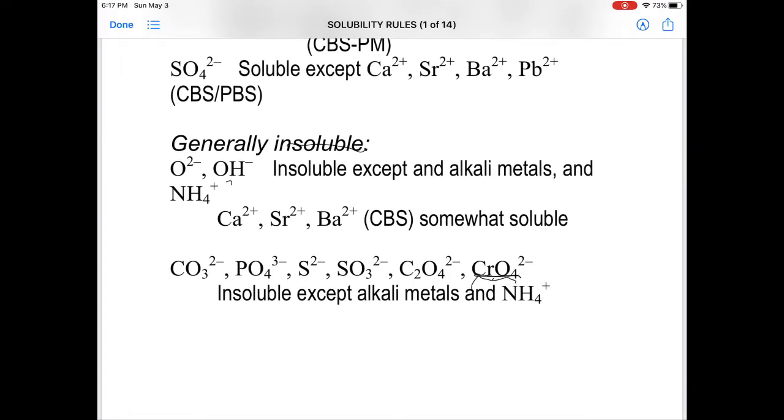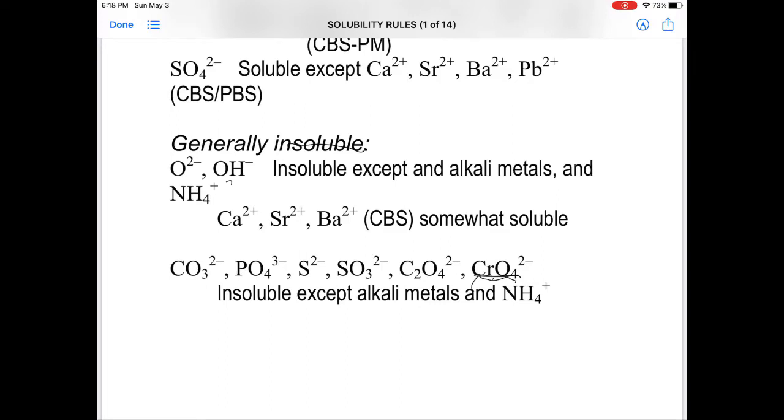And then our things that are generally insoluble are oxides and hydroxides. Hydroxides and oxides will be insoluble except for alkali metals, ammonia, somewhat soluble if we have barium, strontium, and calcium. And then the carbonates, phosphates, sulfides, sulfites, oxalates, and chromates are going to be insoluble unless they're with that group of alkali metals or ammonia.